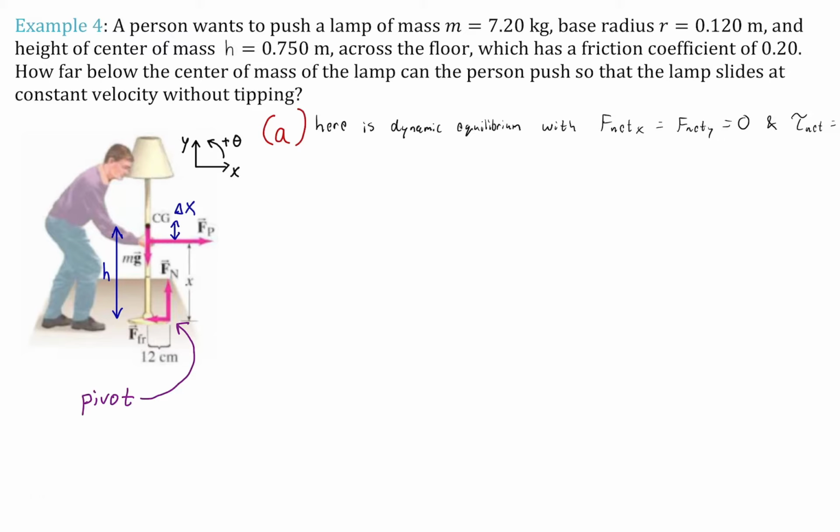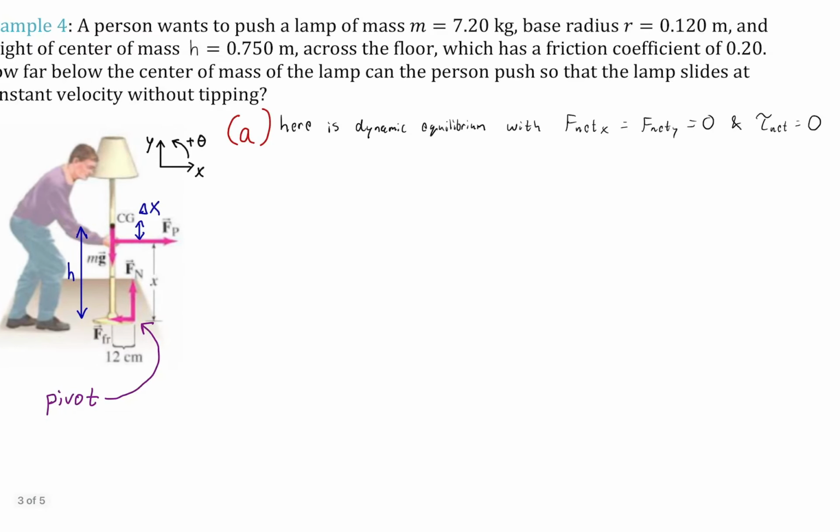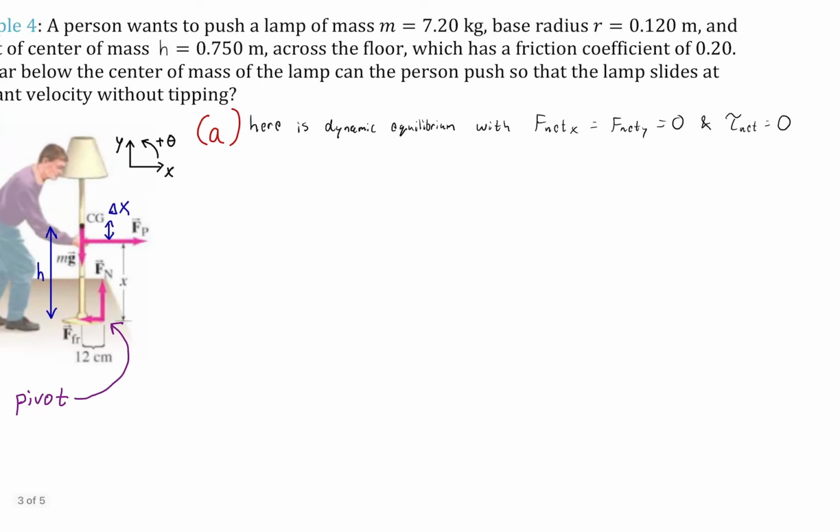Okay, so let's add our extra terms here. I call delta x, that's what we're actually trying to solve for. Here is the height. And our choice of pivot, right there, the front edge. Why? Because that's going to make as many forces 0 as possible. So that checks out. All right, so here we have our dynamic equilibrium, same conditions, everything equals 0.